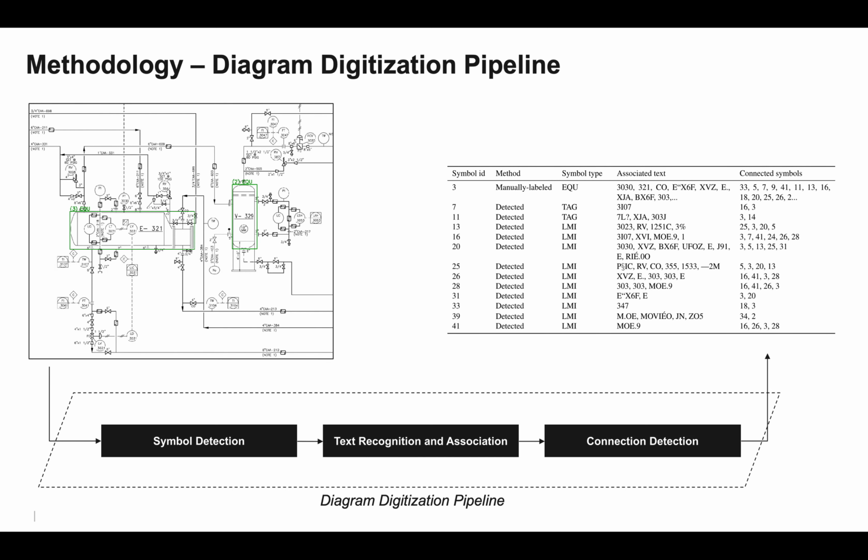So there are 3 steps in our diagram digitization pipeline: symbol detection, text recognition and association, and then connection detection. The inputs to the pipeline are a diagram image and an optional set of manually labeled symbols in the diagram. The output of the pipeline is an asset hierarchy table showing the associated text and connections between symbols.